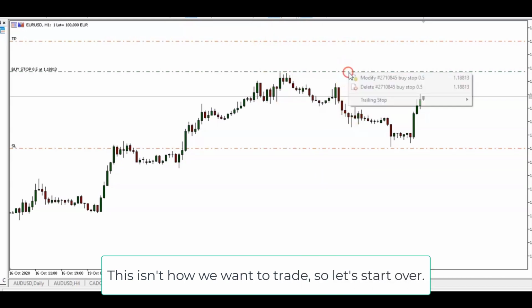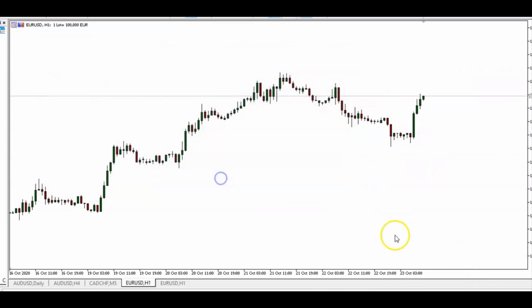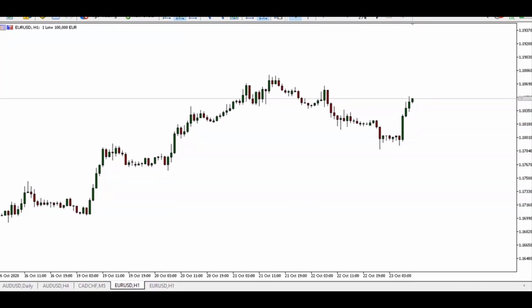bracket order. I'm just going to get quickly rid of this. I just want to delete that. Click OK there. And I just want to make sure you guys can actually see the price there. Sorry, let me just move that over a little bit.